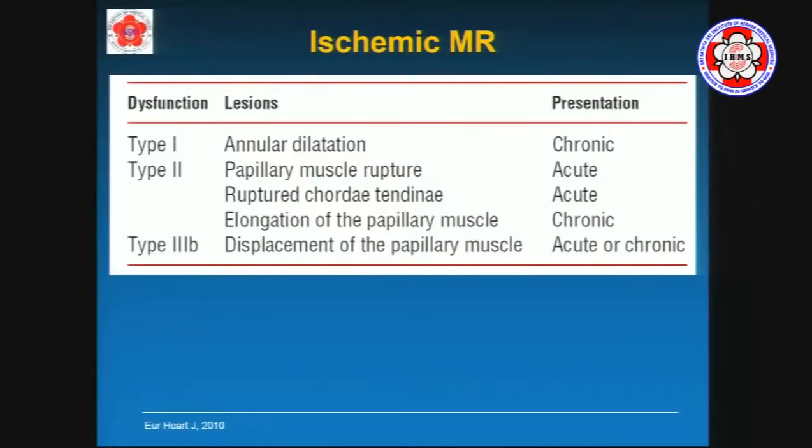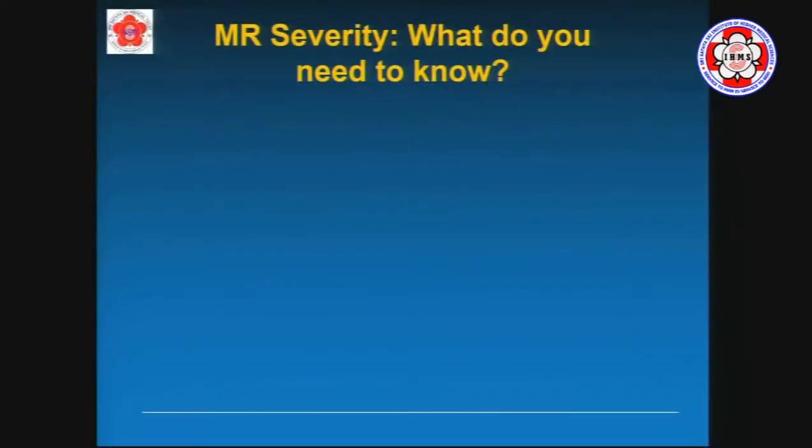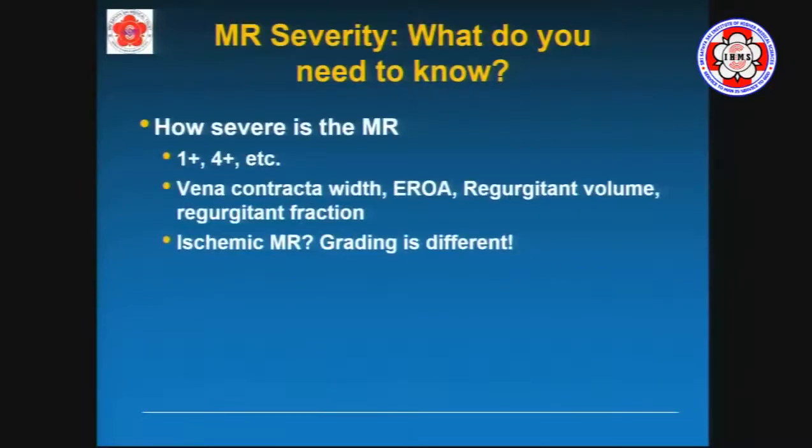But what this translates to, and the reason why this is important, is that all of the quantification criteria that we use for MR severity are totally different. In fact, it's reduced by half. So what you need to understand and remind your cardiologist is that if it's ischemic MR, all of the quantification is half. So if I use the same grading criteria that I'd use for non-ischemic MR, I would actually underestimate the severity of ischemic mitral regurgitation.